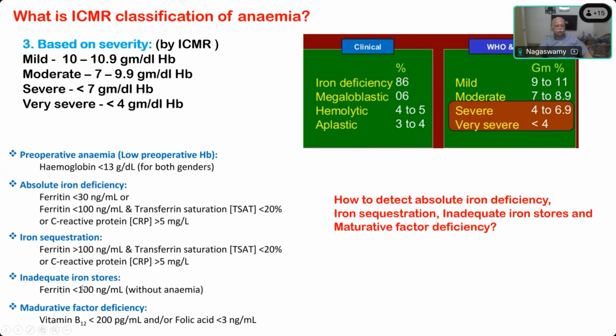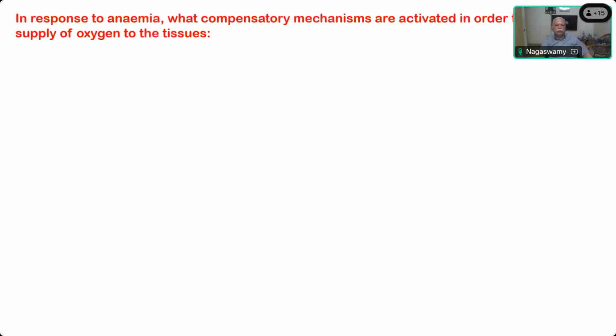Whereas in inadequate storage, ferritin being the storage form, there is less than 100 nanograms per ml without anemia. And for the maturation factors, vitamin B12 less than 200 picograms per ml or folic acid less than 3 nanograms per ml. All these things indicate the various reasons for the etiology of anemia.